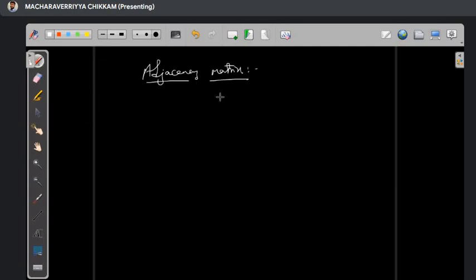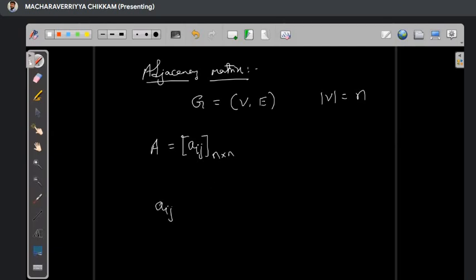So let's say you have a graph G which is (V, E) and the number of vertices is n. Now our adjacency matrix of the graph, what is the notation we should take? Shall we take A? So we denote the adjacency matrix with A. That is an n by n matrix whose entries are Aij, where Aij is defined like this. Of course, we are talking about an undirected graph now. Even for a directed graph also we will discuss.